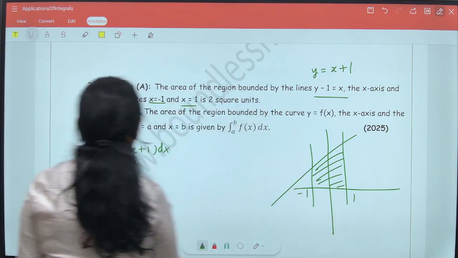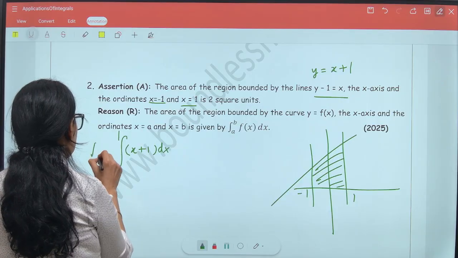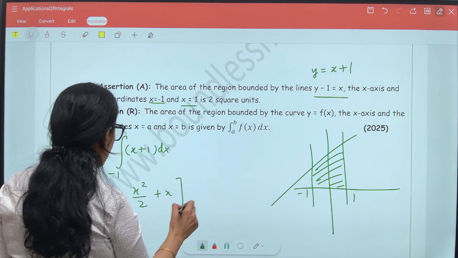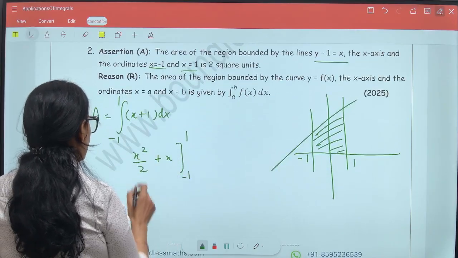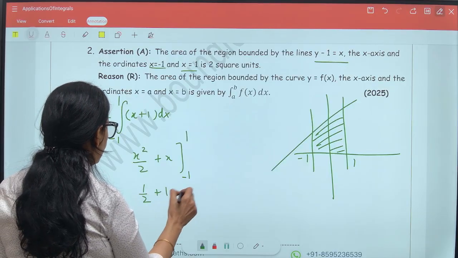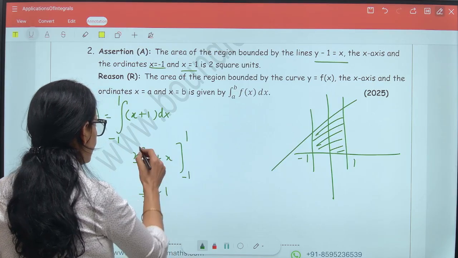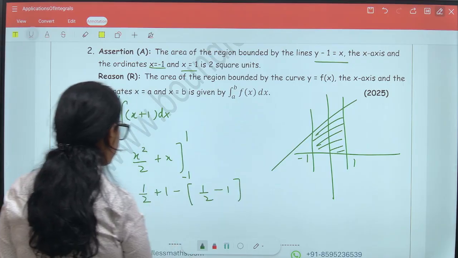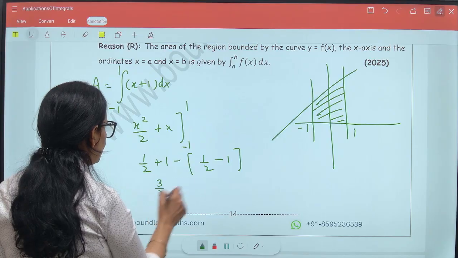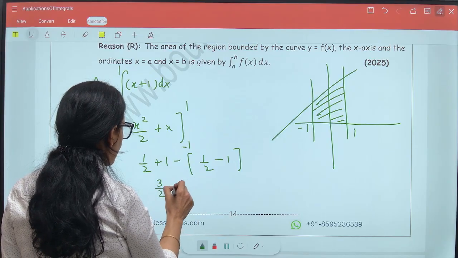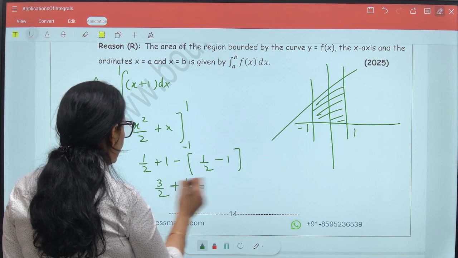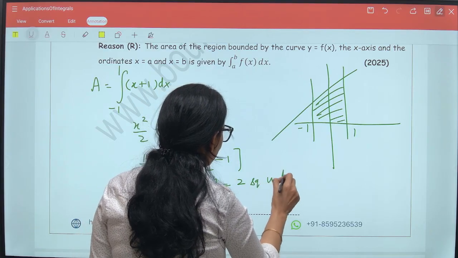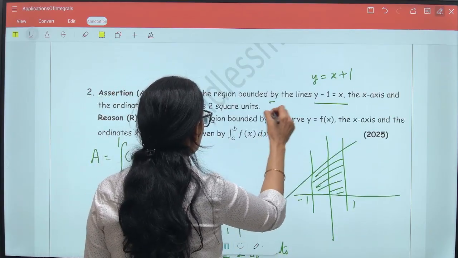minus 1 and 1. So what is the integral of this expression? It is x square by 2 plus x and the limits are minus 1 to 1. So it is going to be 1 by 2 plus 1, square of minus 1 is 1. So it will be 1 by 2 minus 1. Half plus 1 is 3 by 2 and half minus 1 is minus 1 by 2. It becomes 1 by 2. This becomes 4 by 2. So it is actually 2 square units. So that means the assertion is true. So this is a true statement.